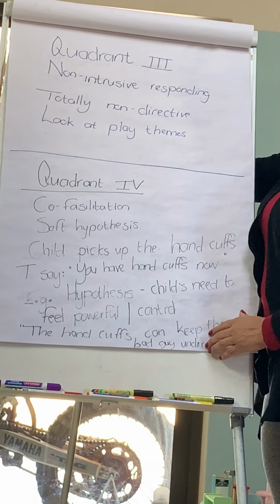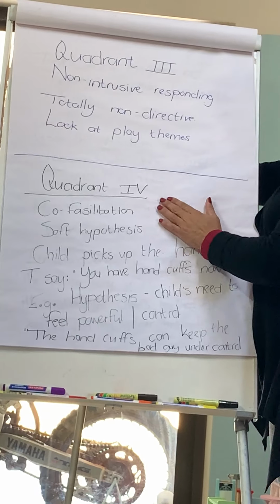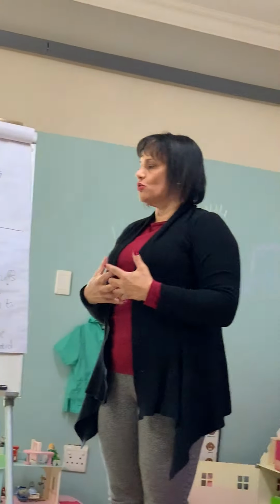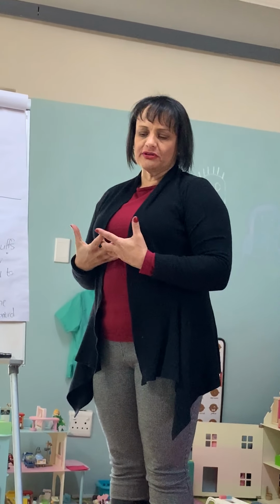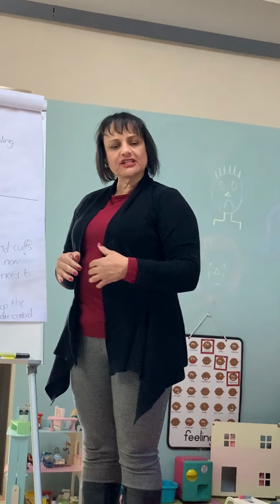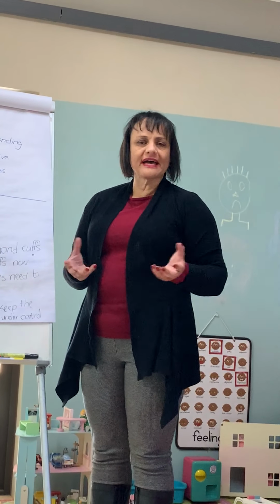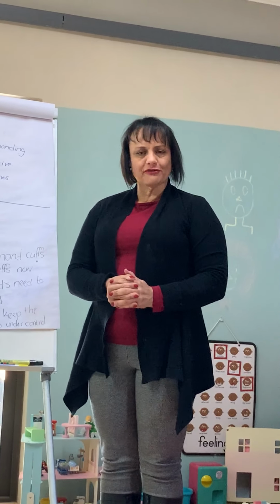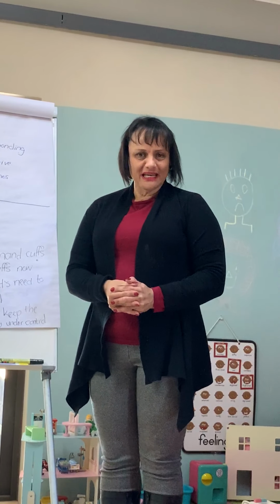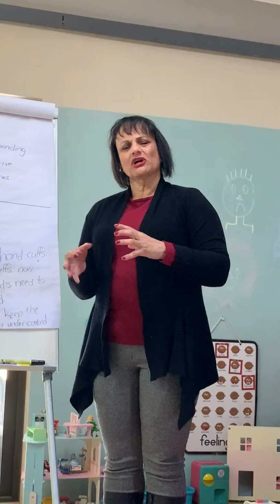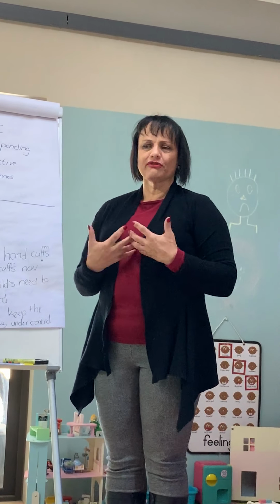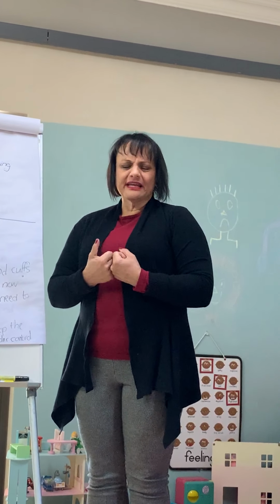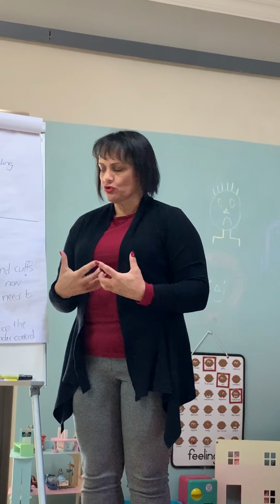The next quadrant, now that's quadrant 4. So this is called co-facilitation. What happens here is that it's still on the non-directive level, but as you observe the child's play, maybe you have had several play sessions, you start formulating a kind of soft hypothesis. And what that means is that you can see through the child's play that this child is feeling very vulnerable. Maybe this child needs a feeling of power and control back in his or her life.